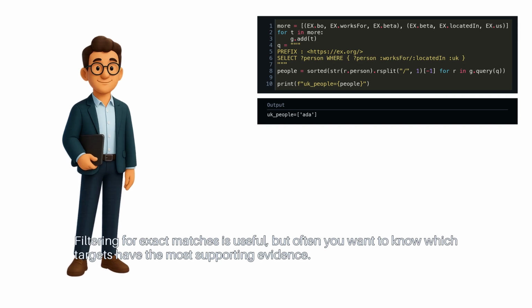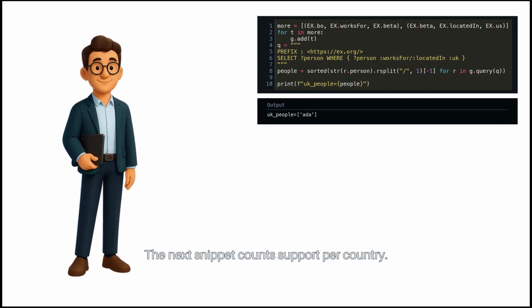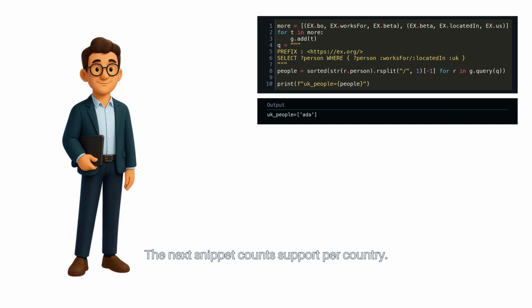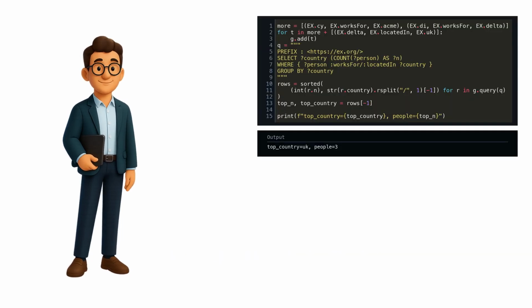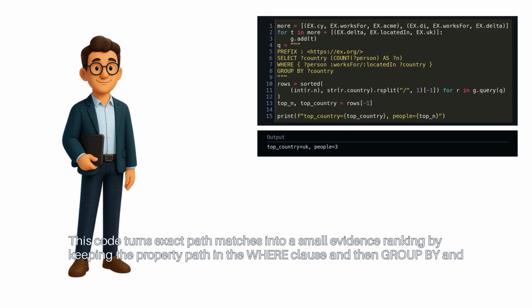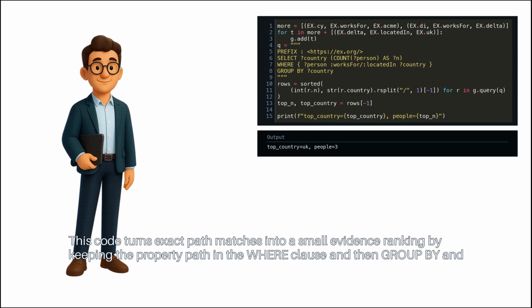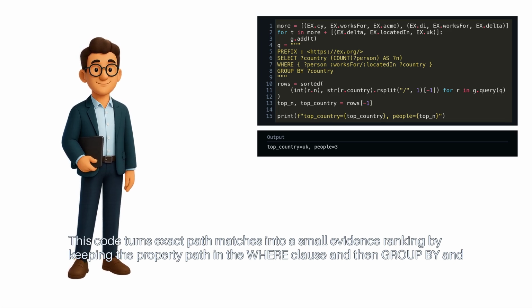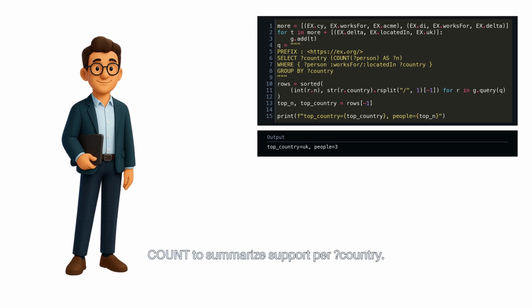Filtering for exact matches is useful, but often you want to know which targets have the most supporting evidence. The next snippet counts support per country. This code turns exact path matches into a small evidence ranking by keeping the property path in the where clause and then group by and count to summarize support per country.